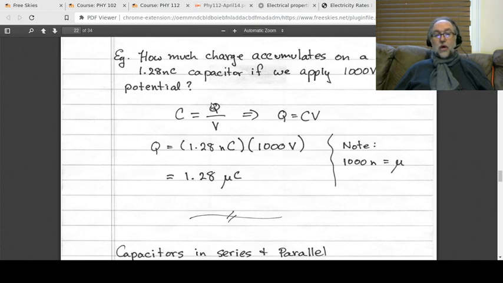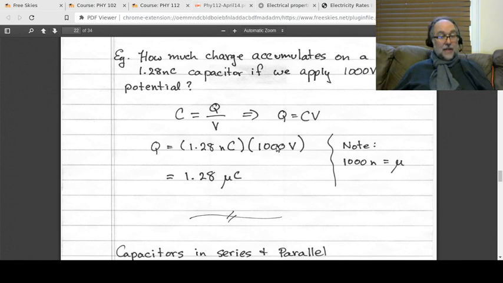All right. So the definition of capacitance is C is equal to Q divided by V. Rearrange that, and the charge accumulated is just C times V. C is 1.28 nanofarads. Multiply that by 1,000 volts. Now a volt times a farad, that's a coulomb. So this is correct here, but that C should be an F. Again, I apologize. And nano times 1,000.